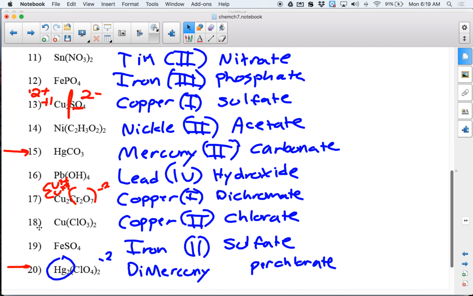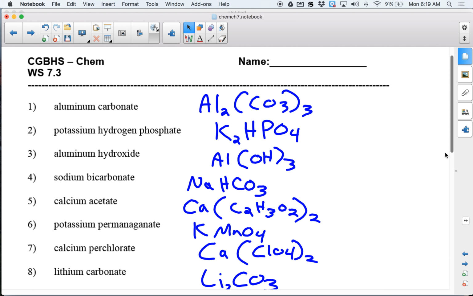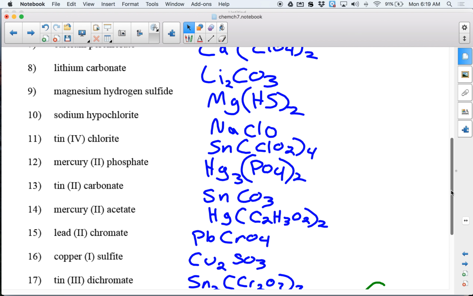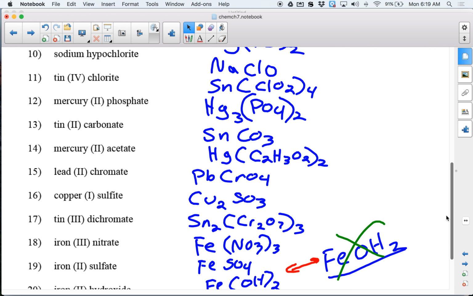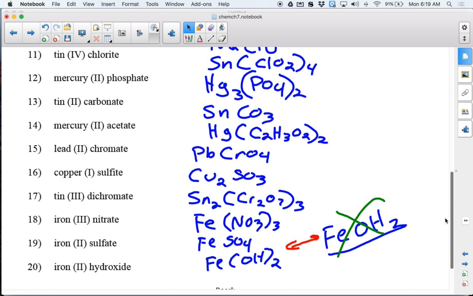Okay, so hopefully you've paused and checked through all your answers on 11 through 20. Then let's go on to the next side and check 11 through 20 there. So here we're going the opposite way with cations that have varying charge.